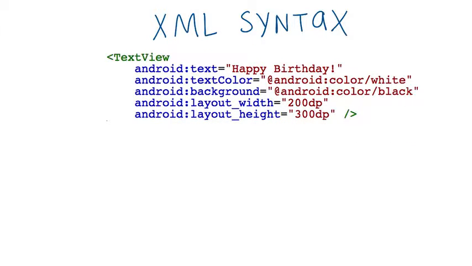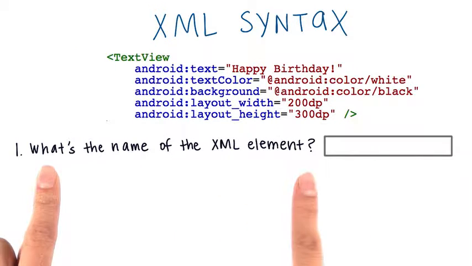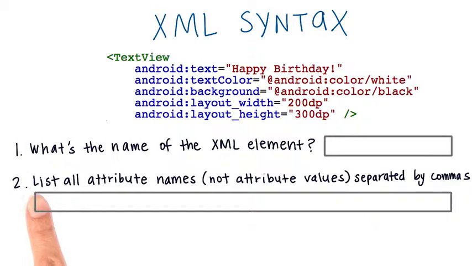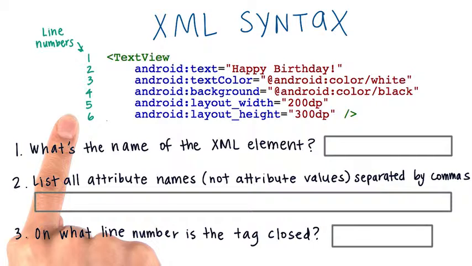Now that we've gone over the syntax rules of XML, can you answer these questions for this XML element? First, what is the name of this XML element? Then, can you list all the attribute names separated by commas, not the attribute values? Then, on what line number is the tag closed? To help you, I've written down the line numbers on the left-hand side.